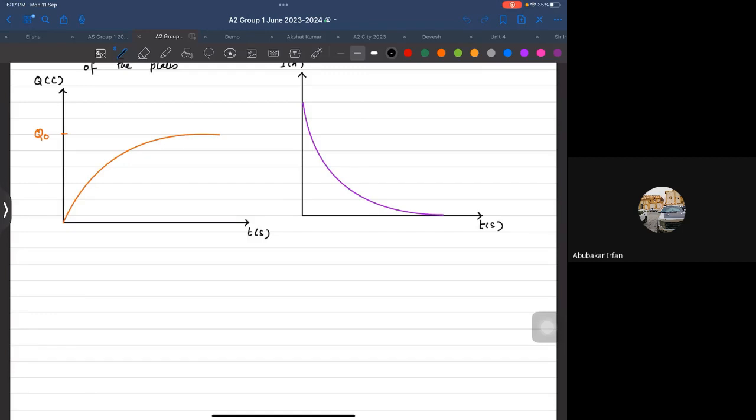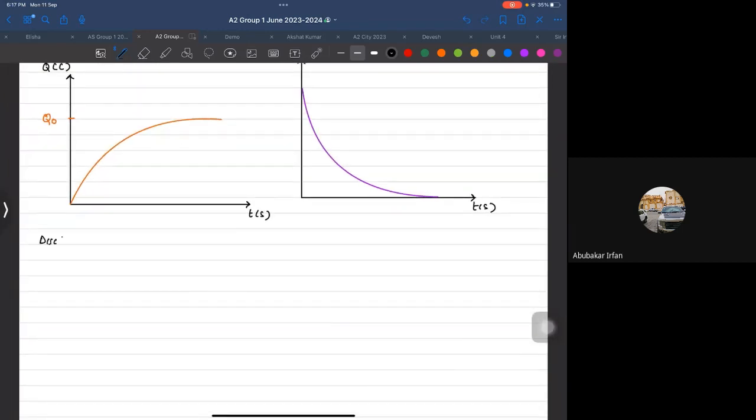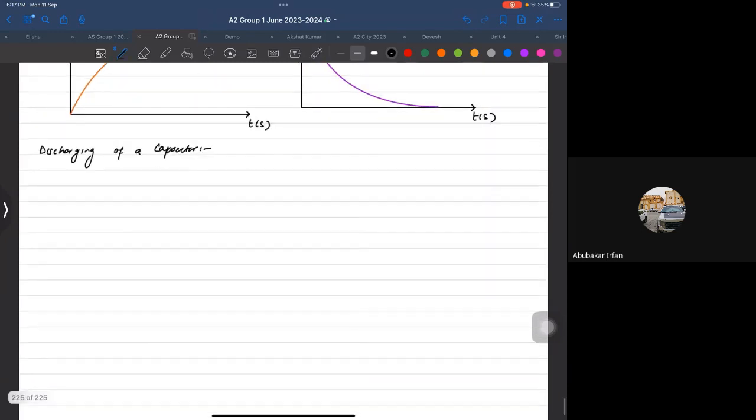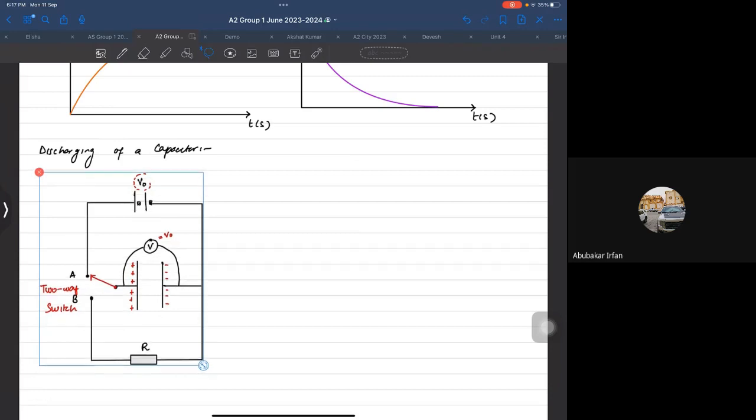So today we are going to look at the discharging of a capacitor. This topic was included fresh, so there are not many questions about it, but we will be doing it from other boards and try to make it work. Anyway, so the discharging configuration would be when you connect this switch to this side B.